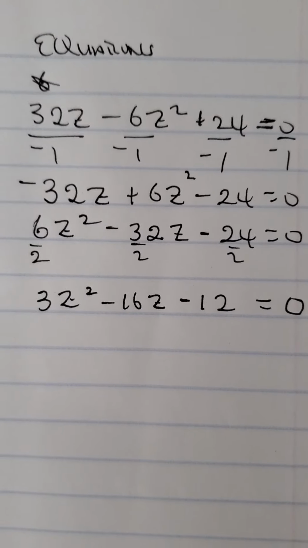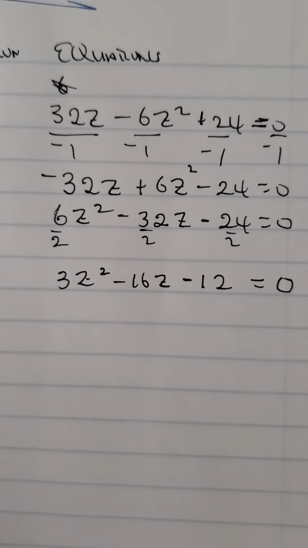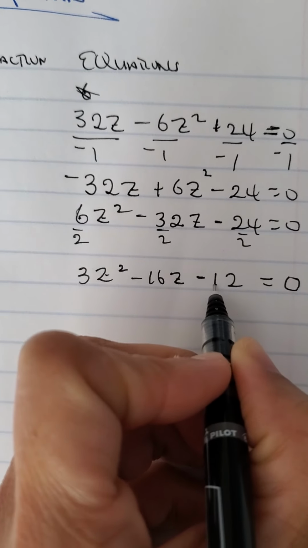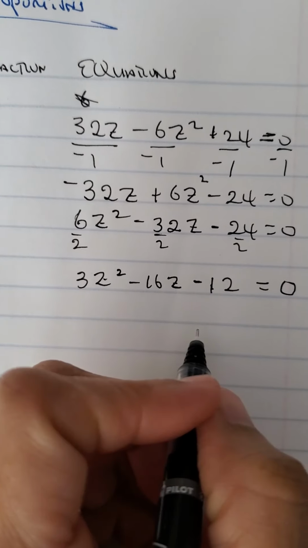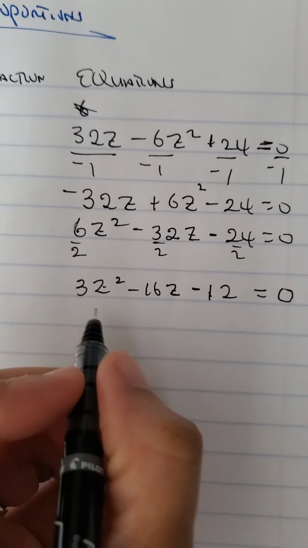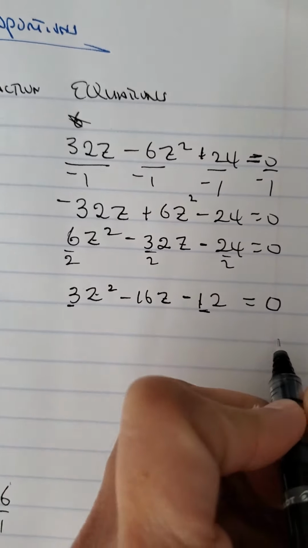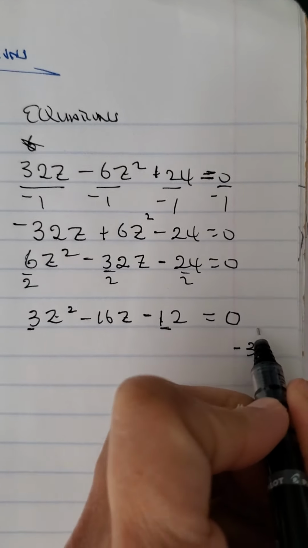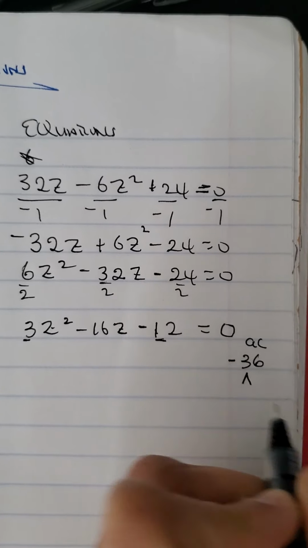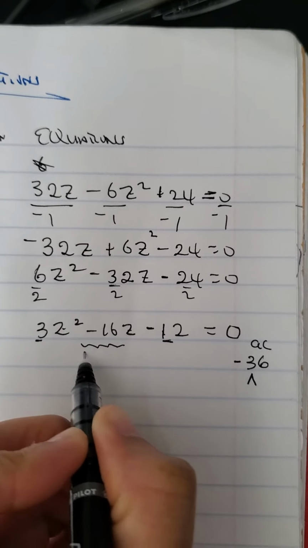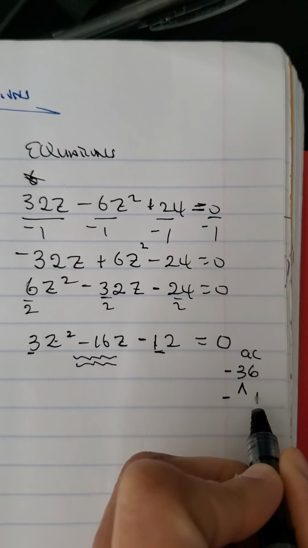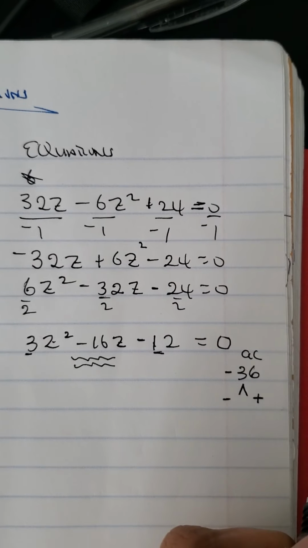Let's see what happens. Okay, so I'm going to use my AC method here because my leading coefficient is not 1, so I can't just look at my end term and decide what my two factors are. And if you can, good for you. So this is 3 times 12, which will give me negative 36. Because I have a negative AC, it means I'll have to do a subtraction to find my middle term. It also means that I'll have a negative and positive factor to give me a negative end factor.